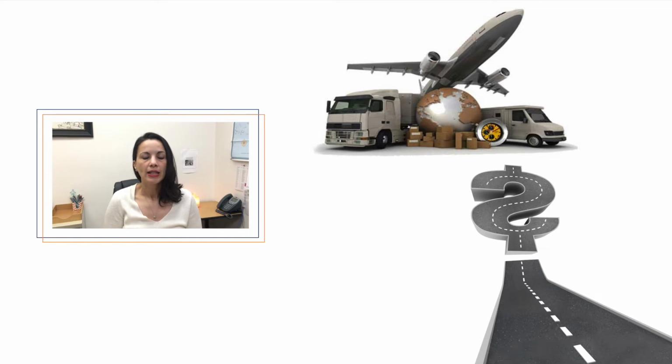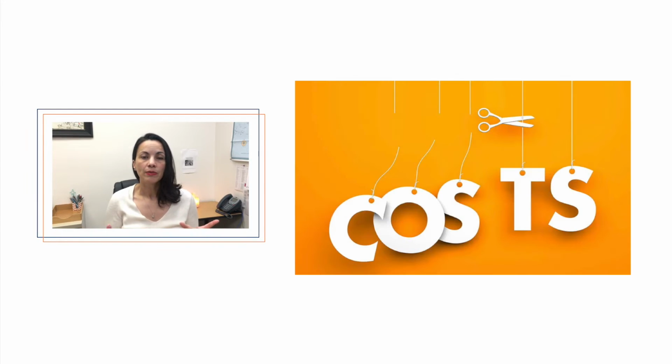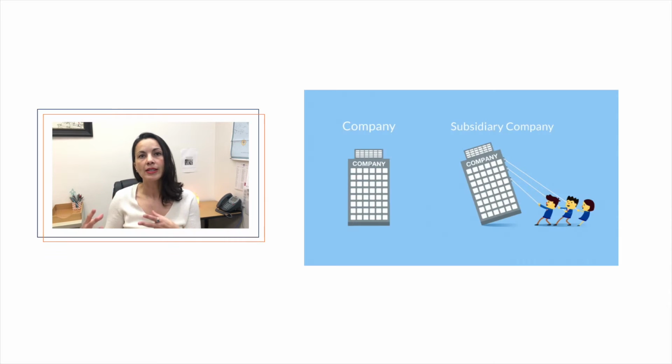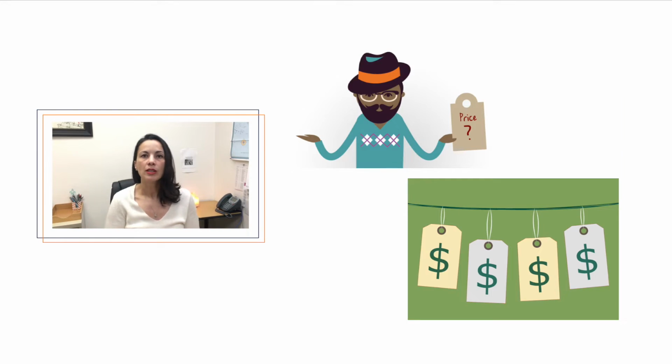changing the price. So we're going to start with two topics today. The first one is going to be how we basically price products and their implications in global marketing. And then we're going to talk about specifically transfer pricing, and that's when you transfer products and parts from one subsidiary to another one within the same company. So let's start with the first one, which is the way you price basically.